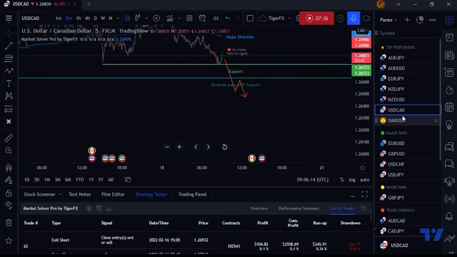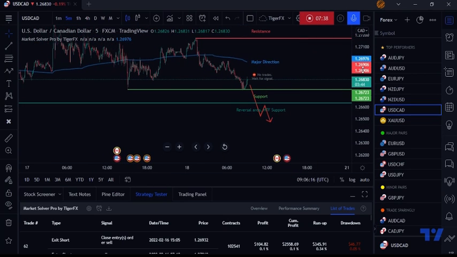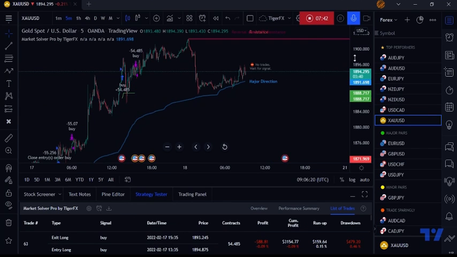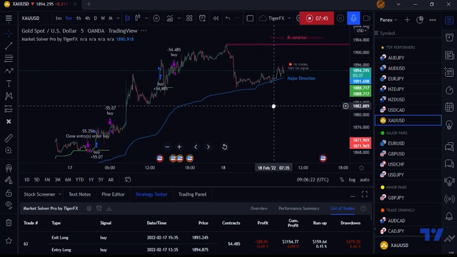So yeah, that's a quick scan of the market, and once again, a quick coverage of the gold trade that I am currently playing right now.